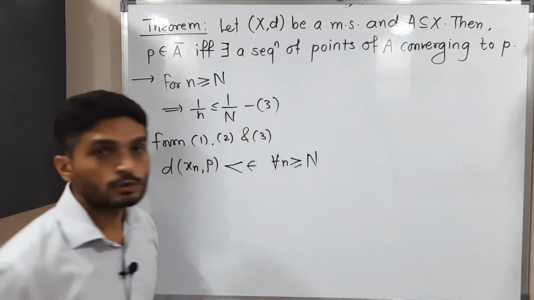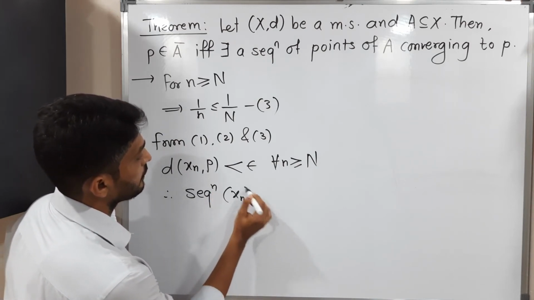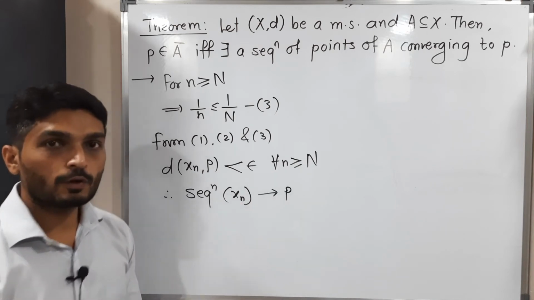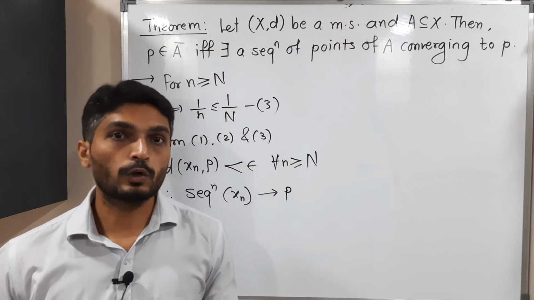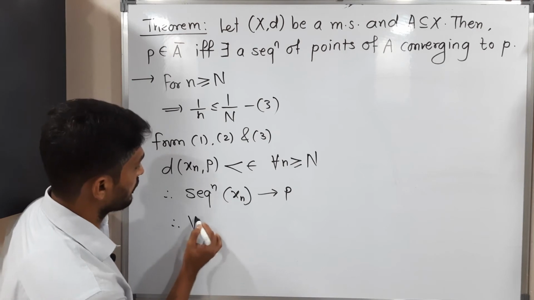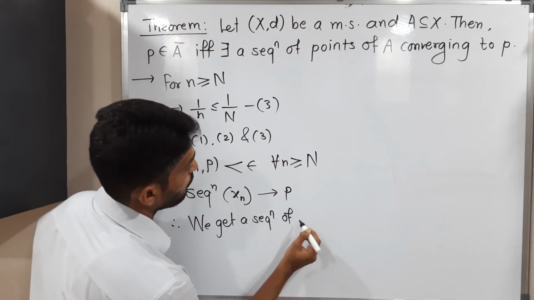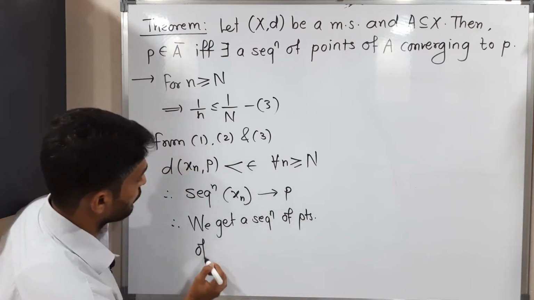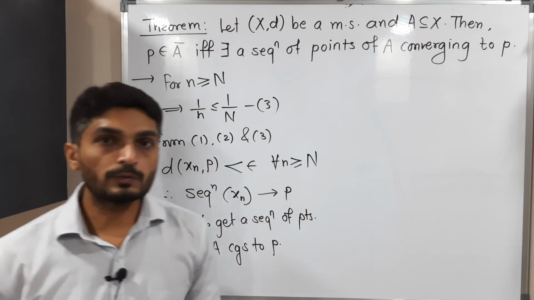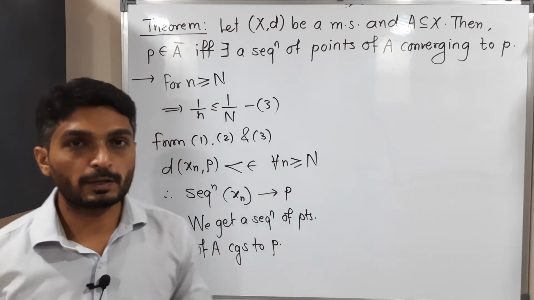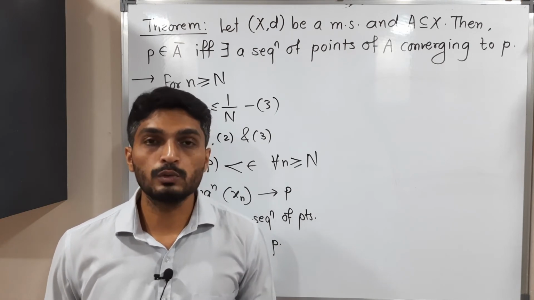So this is nothing but the definition of a convergent sequence. Therefore, the sequence xn converges to P. This is the definition of a convergent sequence, and we can write xn converges to P. So that means here we get a sequence of points of A that converges to P. So conversely, we have to assume this part. We have to assume that there is a sequence of points of A converging to P, and we have to prove that P belongs to A bar.